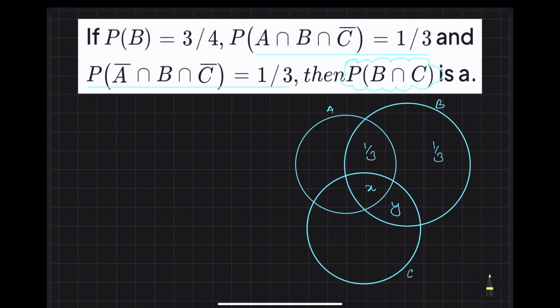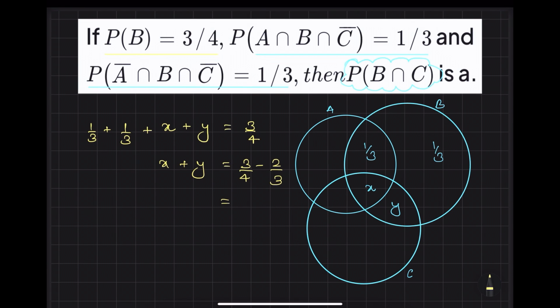Now look at this. Can I write this question as P of B? So P of B will become what? 1 by 3 plus 1 by 3 plus X plus Y. So this is according to us the probability of B, and according to the question, the probability of B is 3 by 4. Okay, so we got X plus Y as 3 by 4 minus 2 by 3.